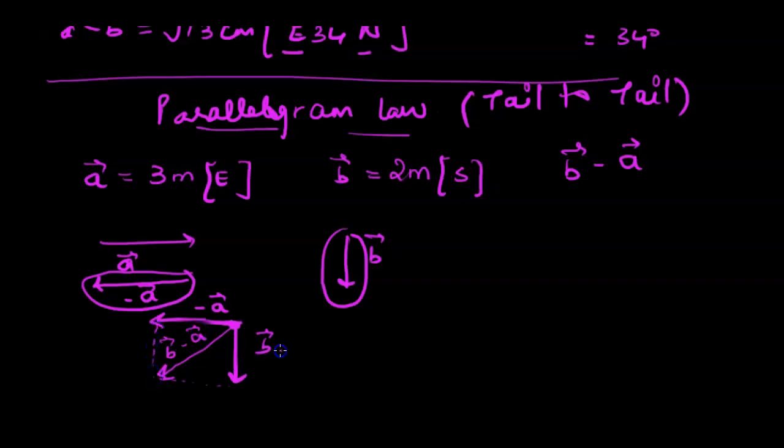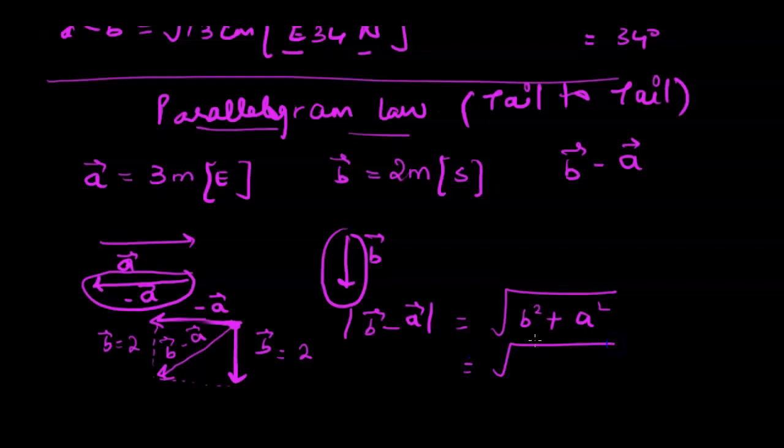Now the value of this B is 2. The same will go for the value on the opposite side B as well. So to find this resultant, we would say the magnitude of B minus A is equal to the square root of B squared plus A squared, which is equal to 2 squared plus 3 squared, which is 9 plus 4, square root 13. The magnitude is still the same.